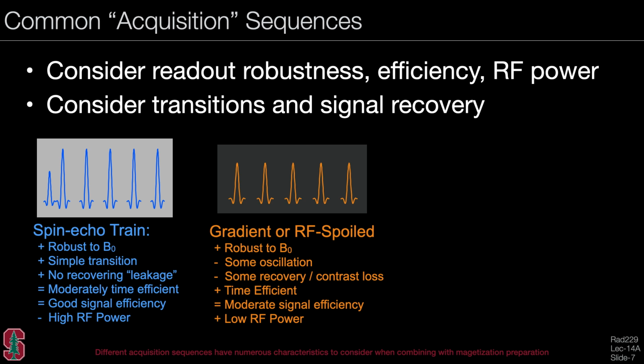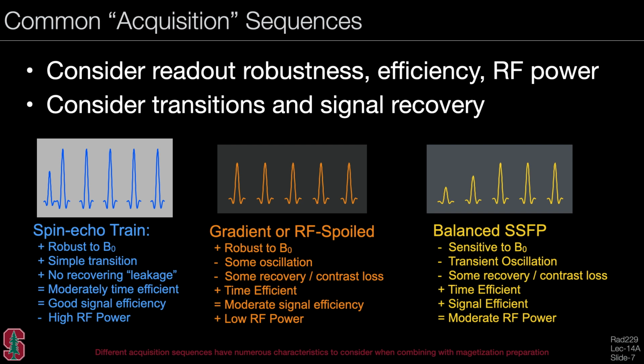Alternatively, we could use gradient spoiled or RF spoiled sequences. These are still robust to B0, at least with respect to the third sequence that we'll look at. There may be some oscillation as we transition into the sequence. There also may be some recovery of the magnetization during the sequence, and this results in a loss of contrast from the magnetization preparation. These sequences are generally very fast and time efficient and appropriate for 3D imaging. They have moderate signal efficiency, but they have low RF power, which is an advantage.